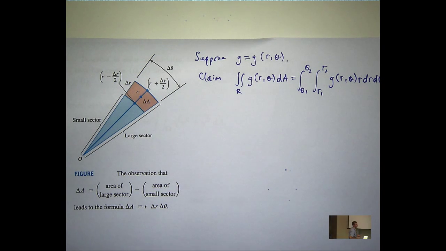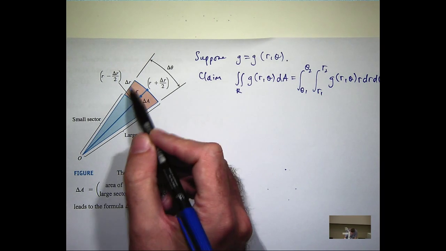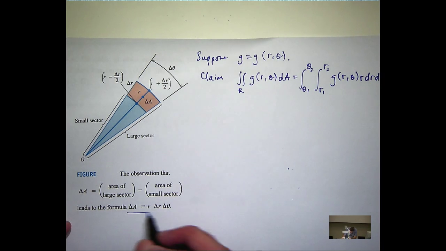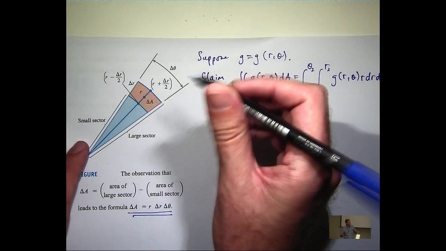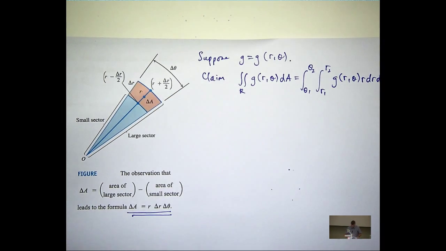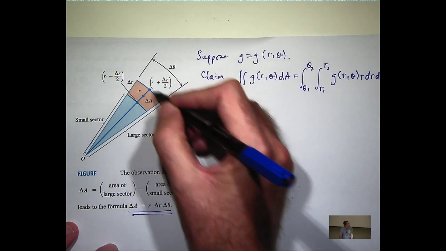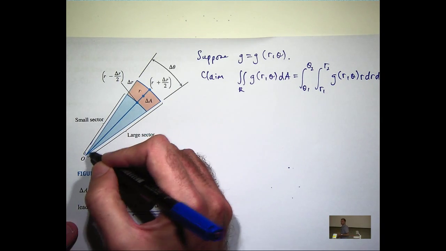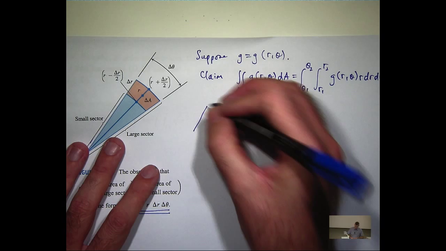Now, let's try to calculate the area of that little polar rectangle. It's claimed that the area is just r delta r delta theta, where r is chosen in here to be the average of the radii for this large sector and this smaller blue sector. You don't have to do that, we're just doing that for convenience.